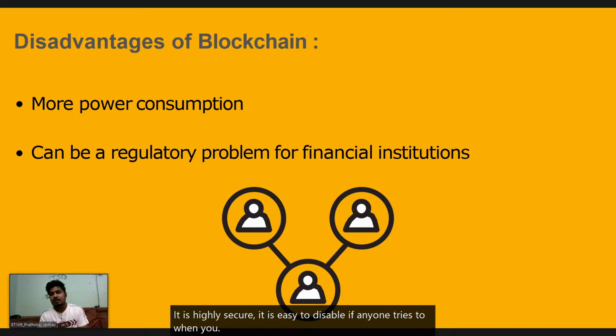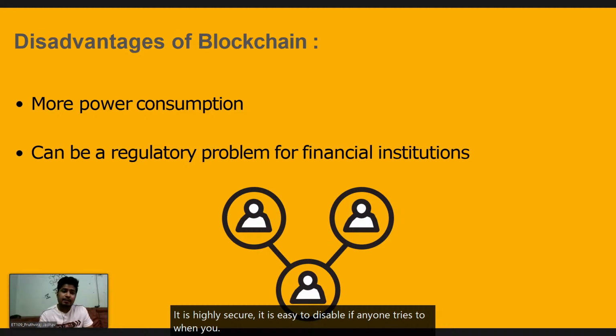As we know, if there are advantages, there must be disadvantages as well. So here are two of them. First, more power consumption. As I said, the nodes are constantly trying to validate our transactions by using their hard GPUs and solving complex mathematical equations. So it consumes really very much electricity, which contributes to global warming. So it is more power consumption.